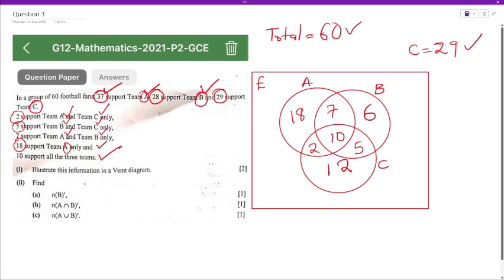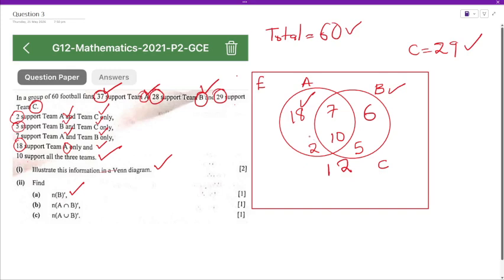We now proceed to the next one. Find the number of elements in B complement. So B complement simply means everything outside set B. This is set B, so everything except for these values here. So we are just going to add 18 plus the 2 there and the 12, except what is in set B. That is what the complement means.